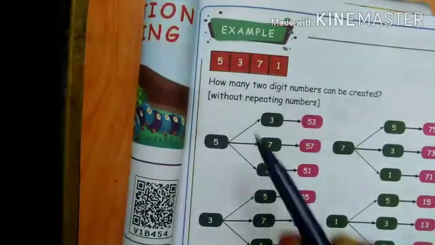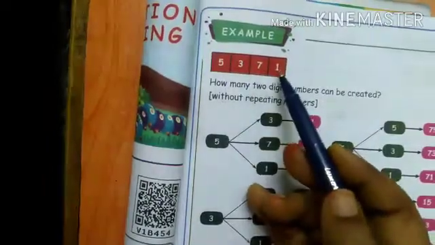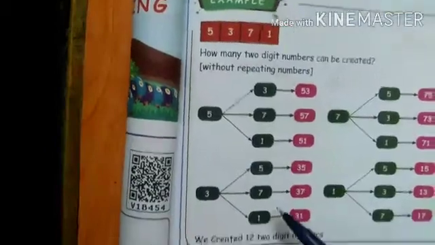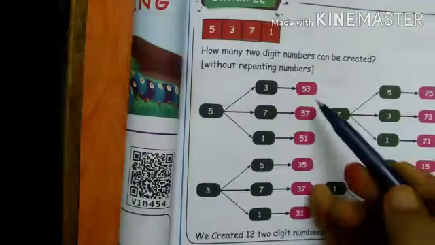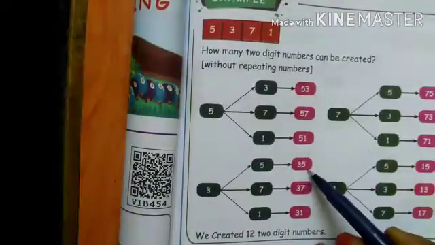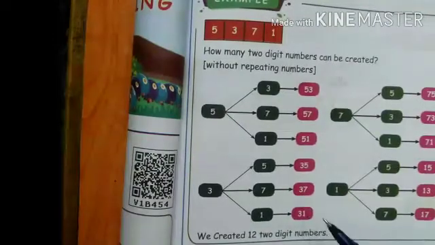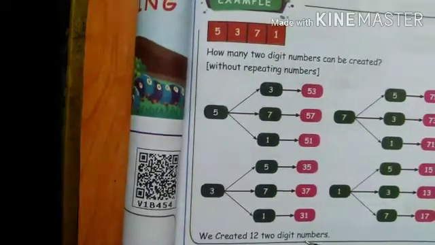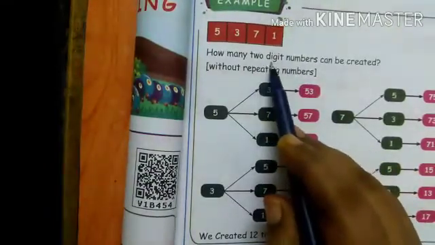The next one, I take 3, then the remaining numbers 5, 7, 1. So 3 here, 5, 7, 1. So you get now 35. Here 53, this one 35. The next one 37, 31. Okay, this number is not repeating. Only different numbers you get now. So this is the order used to create 2-digit numbers.